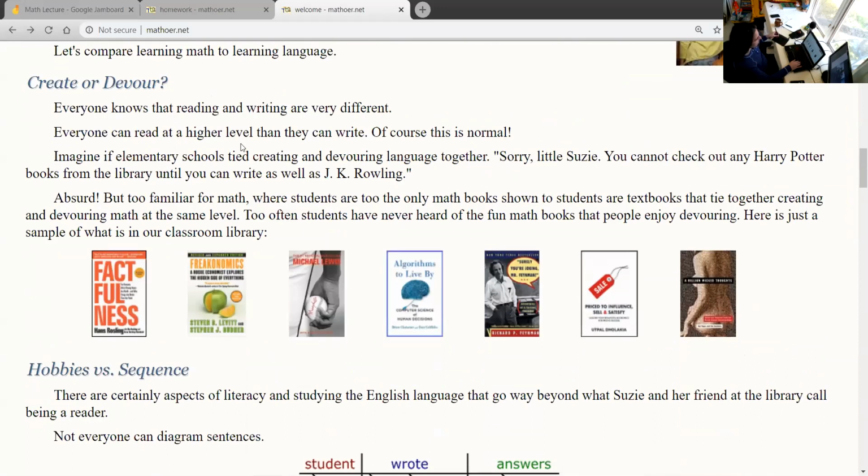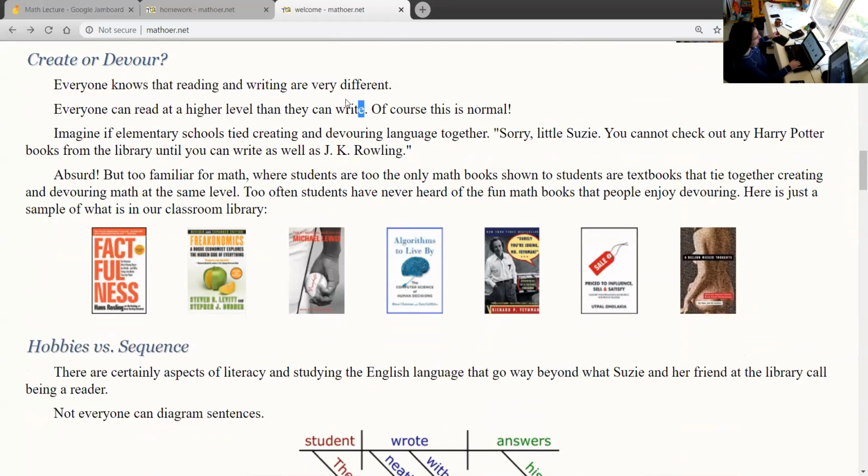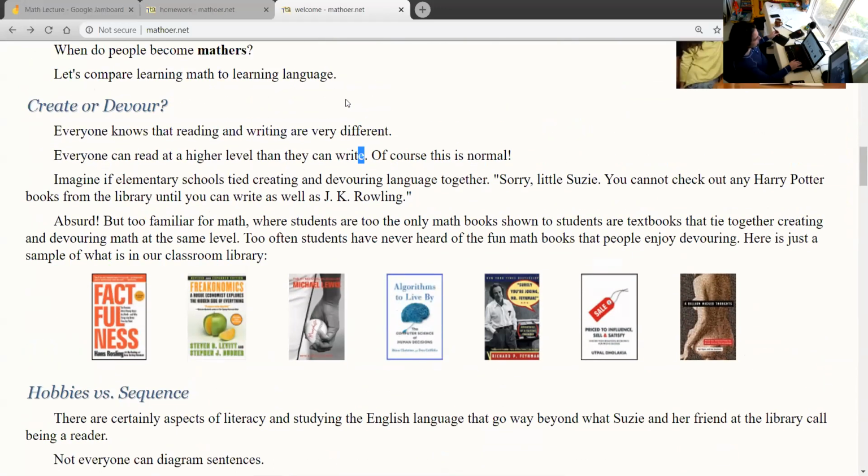One thing is that for some reason, even though we know that you read and write at different levels, the kind of language you produce is different than the kind of language you consume. For math, most math classes stick you with, if you're going to do this math and read about it, you also have to put it out. You have to produce and consume at the same level, which is very artificial.